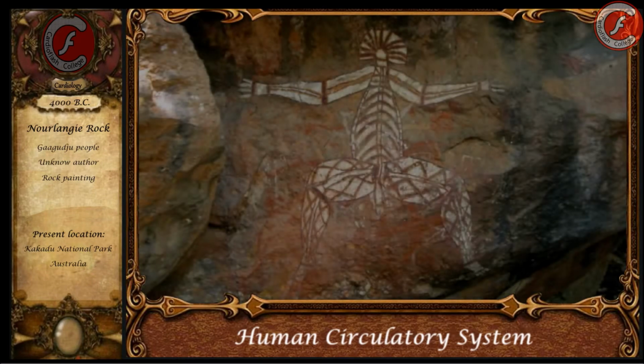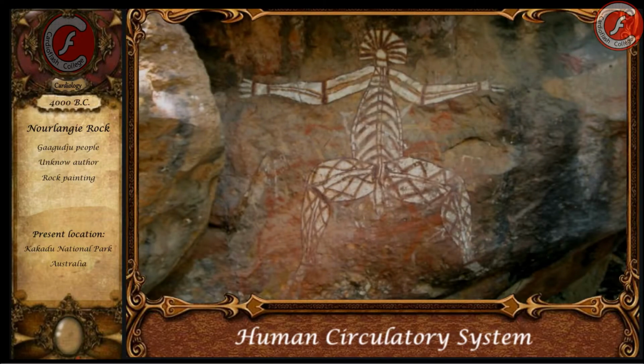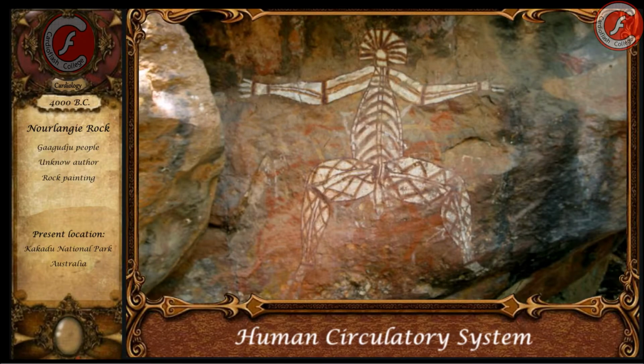What you see on the screen is a 6,000-year-old cave painting located in Nolangi Rock, one of the first human sites of the Australian continent. It constitutes one of the most ancient representations of the human cardiovascular system.